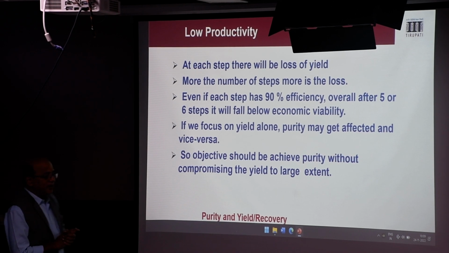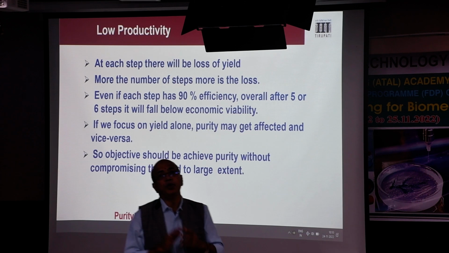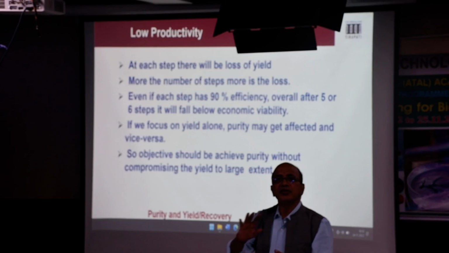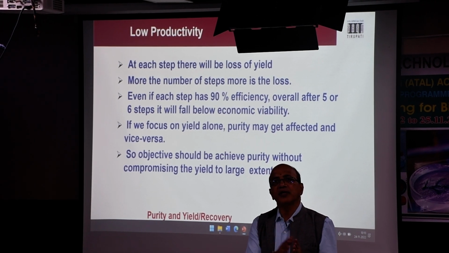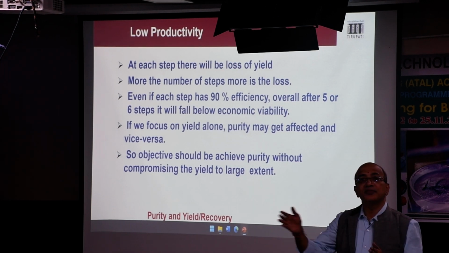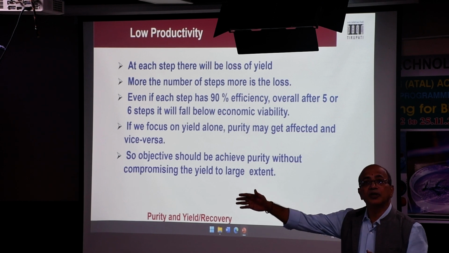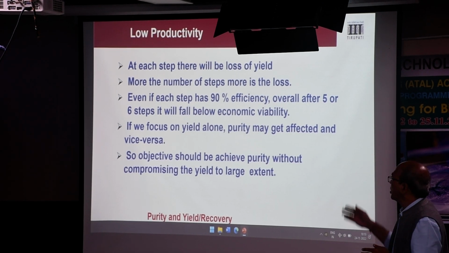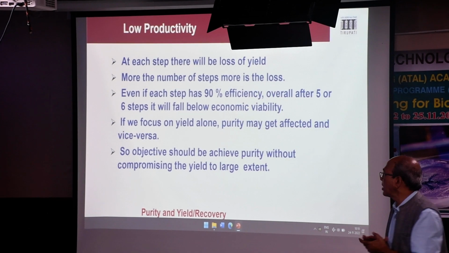Each step may be very efficient. Per se, each step has 90% or above efficiency. But I need at least 5 or 6 steps. After the second step, overall efficiency is 90 into 90, 80. After the third step, 80 into 90, 70. Fourth step, 60. Fifth step, 50. So if I cross 5 series of steps, it goes below the economic viability of the process. That's where the problem lies.